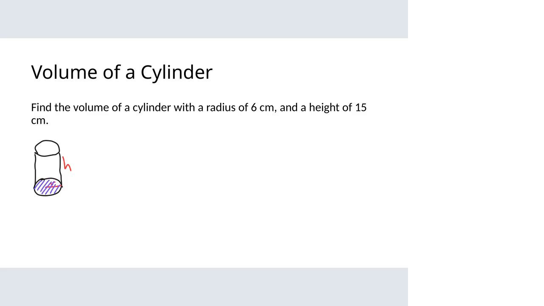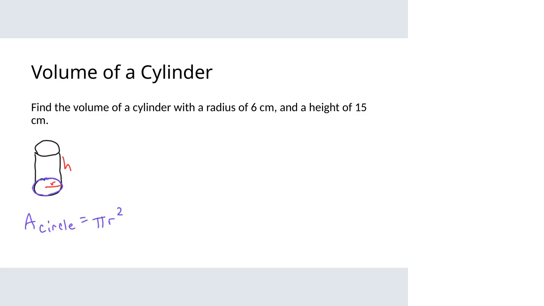That'll be how much I could fit inside this cylinder. And so what we're going to do here is find the area of the base and multiply it by the height. Now the area of the base here, well, it's a circle. The area of a circle is pi r squared.